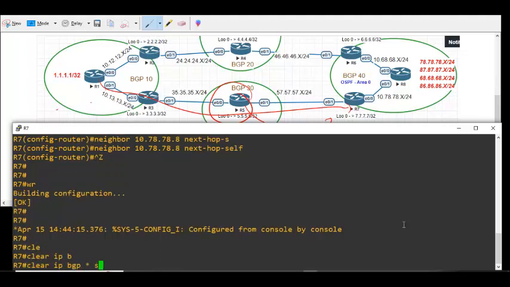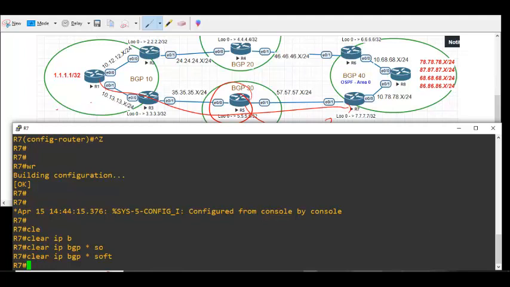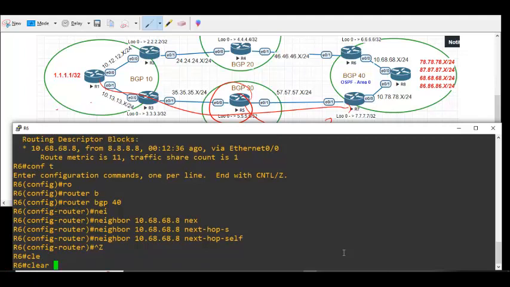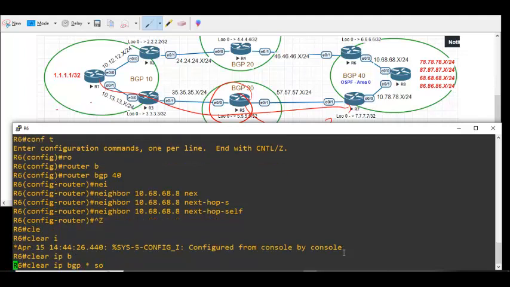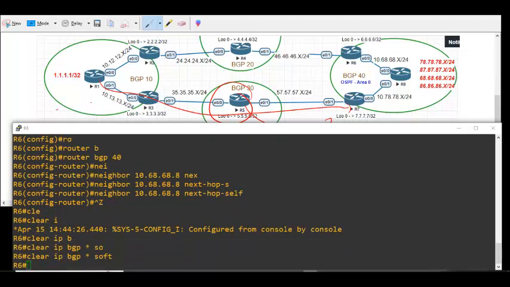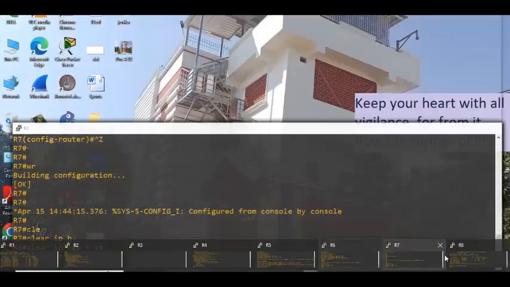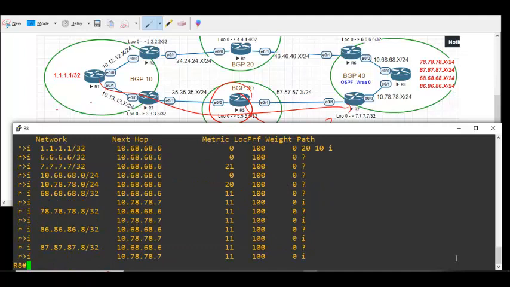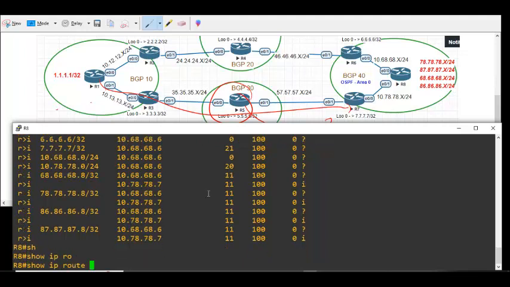Now let us go to router 8. Now we have a valid next hop. You see the greater than symbol. Now check the routing table. Show IP route. Earlier it was saying no route. Now it says I'll go via router 6. So let us go back to router 1 and try pinging now.